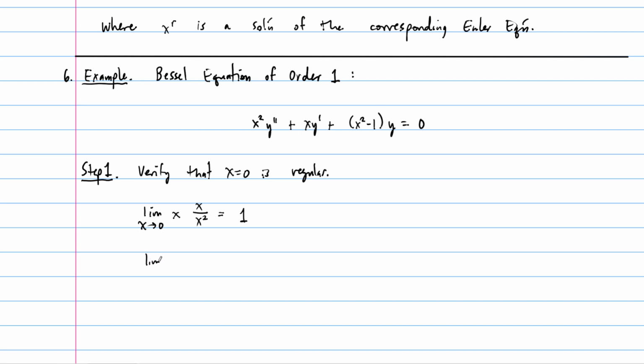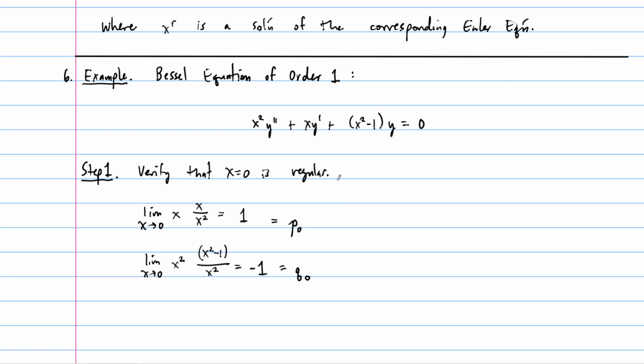And then the other limit that we need to compute is as x approaches 0 of x squared times this one, so x squared minus 1 over x squared. And as we take this limit it is going to be negative 1, right? So these cancel, and then 0 minus 1, so this is negative 1. And remember, this term, we've already talked about this, is our P0, and this one is our Q0.